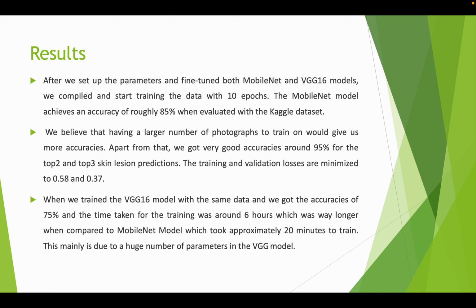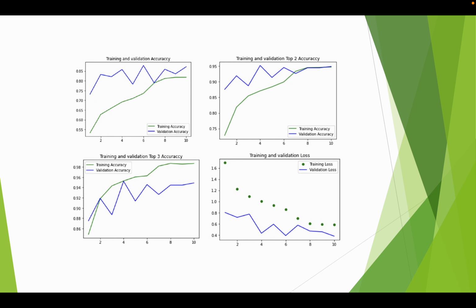As you can see, the training accuracies here. The first is the training and the validation accuracy. The green line is the training accuracy, and the validation accuracy is around 85%. Now, when you see the top two accuracies and the top three accuracies, we see that there is an accuracy of 95% to detect the image. And finally, the last image shows us the training loss and the validation loss. You see that the losses gradually decrease as we increase the number of epochs.